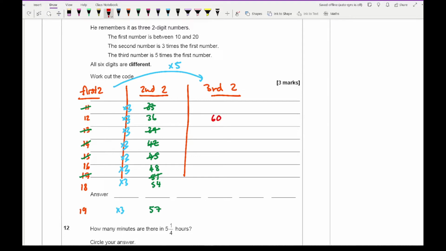Well, the 6's are duplicated, so that's not going to work. Then the next number for me to try is 16 times 5, which is 80. But again, the 8's are duplicated, so that's not going to work. And 18 times 5 is 90. That does work because, as you can see, I've got no duplications of numbers. So my answer then, although it looks incredibly messy, is going to be 1, 8, 5, 4, 9, 0.